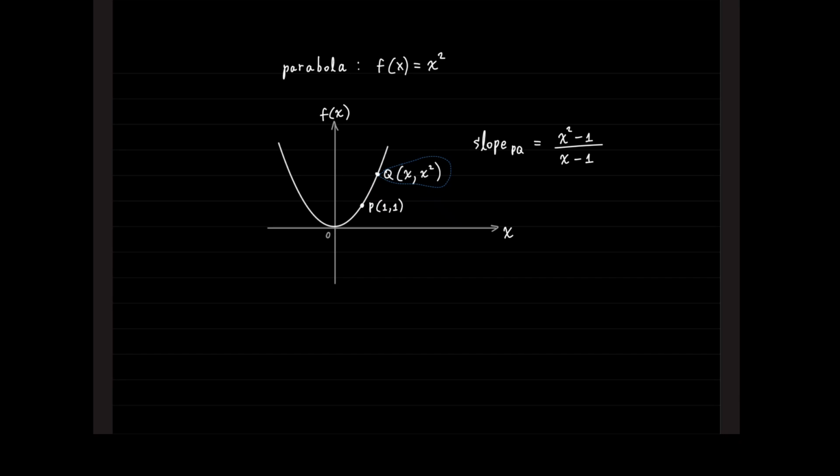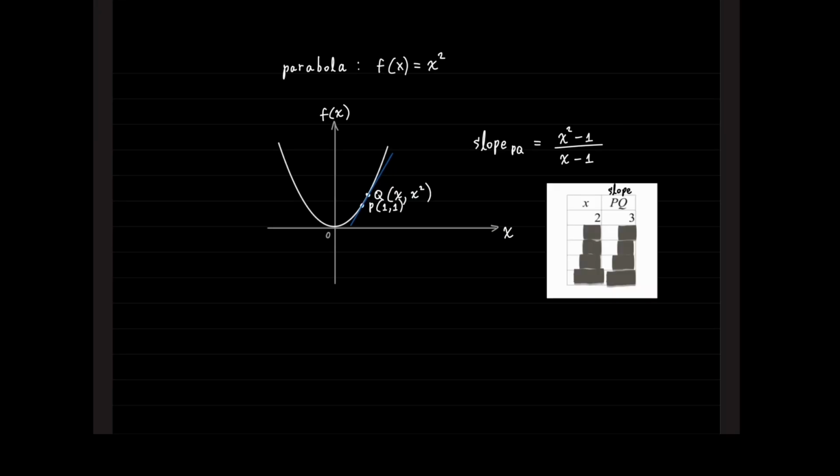Notice that if we move point Q closer and closer to point P, the slope will get closer and closer to the slope of the tangent line. Notice here that if we plug in the value of x, the slope will get closer and closer to a certain value. This is how we can write it mathematically: the limit as x approaches 1 of x squared minus 1 over x minus 1. And by looking at the table, we can conclude that this equals 2.